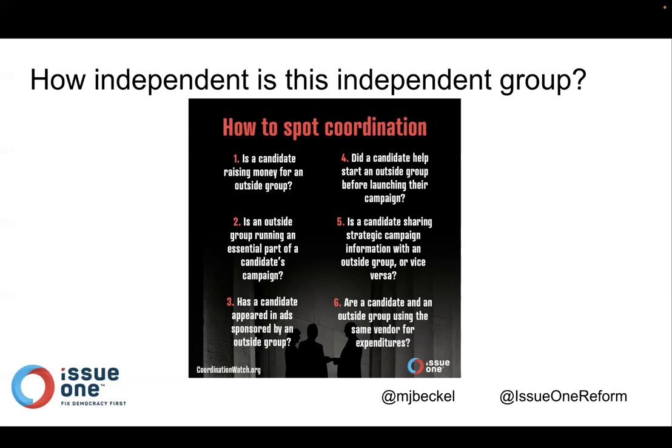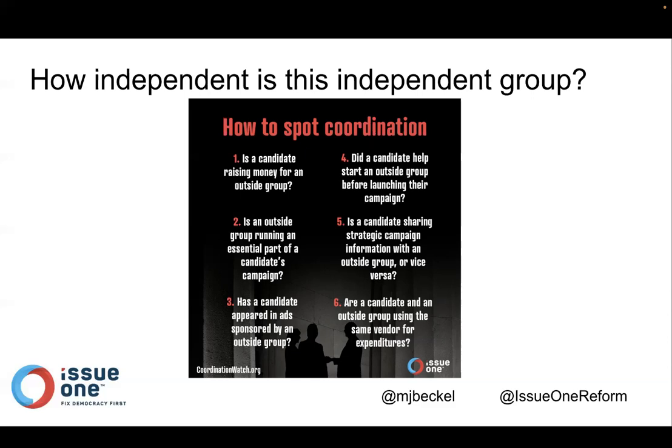Has a candidate appeared in ads sponsored by an outside group? Did the candidate themselves actually help launch this outside group before launching their campaign? Is a candidate sharing strategic campaign information with an outside group or vice versa?